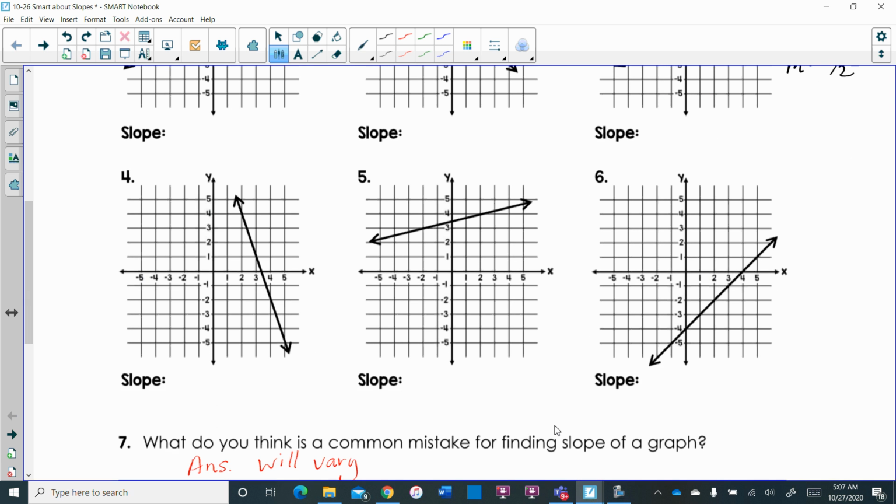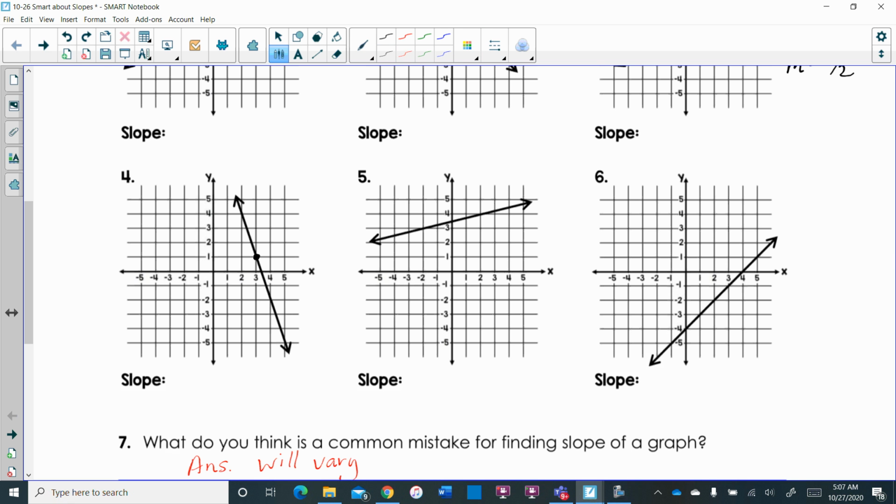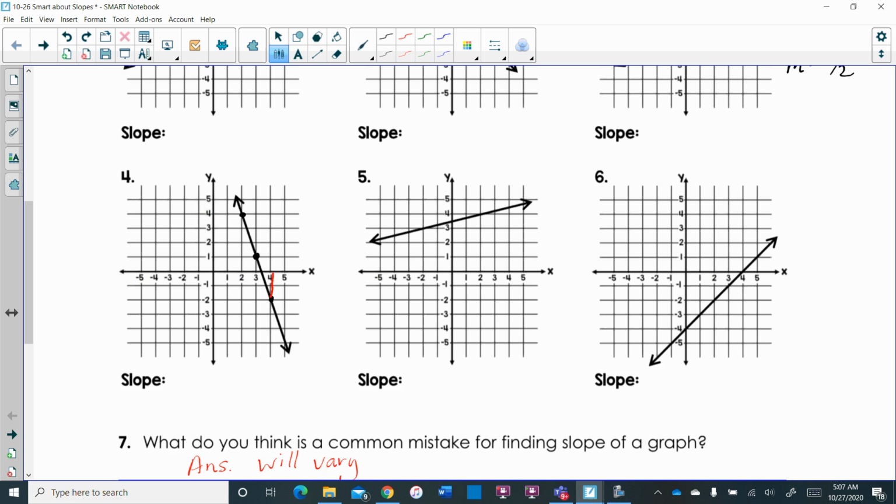So for example, on 4, remember first I need to see exact points. So hopefully you see there's an exact point right here at 3, 1. And I see another exact point. I could use maybe 2, 4. Or maybe someone used this point over here. It's kind of hard to show if that's exact. I think this one is exact. So 4, -2. And then we're going to count the rise. So 1, 2, 3. So a rise of 3 here.